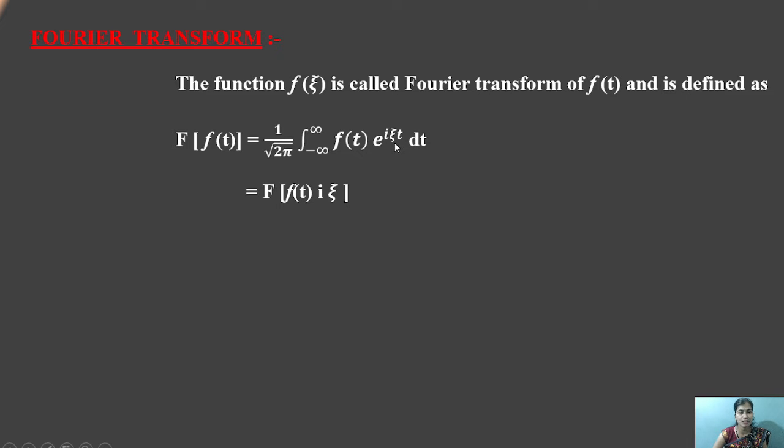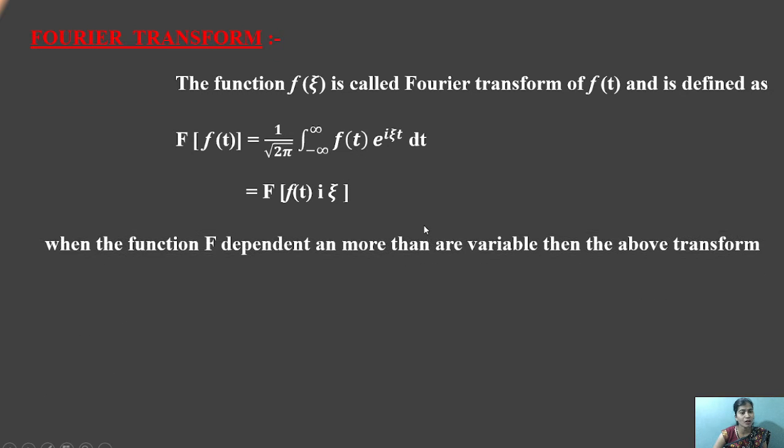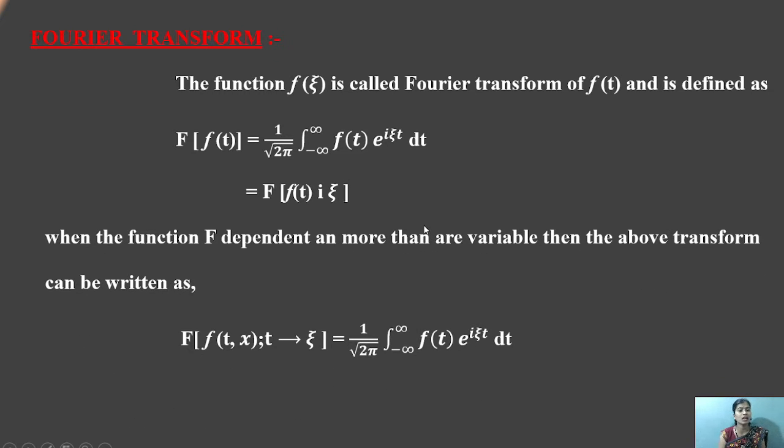Okay, this is a new symbol, called xi. This formula will be represented in a short form, that is, F of f of t, i xi. What is the definition of the Fourier transform? The function f of xi is called the Fourier transform of f of t, and it is defined as 1 upon square root of 2 pi, integration from minus infinity to infinity, f of t e to the power i xi t dt. Okay, this will be the short form: F of f of t, i xi.